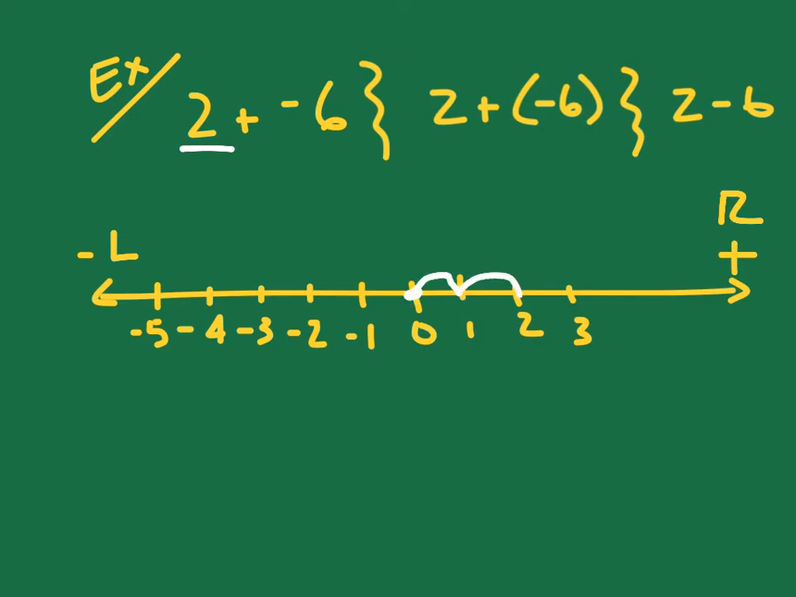So 1, 2. Now the next one, where I am going to be adding a negative 6, I'm going to move 6 spaces to the left. So I'm going to just go 1, 2, 3, 4, 5, 6, and I land at negative 4. So my answer to 2 plus negative 6 is going to give me negative 4.